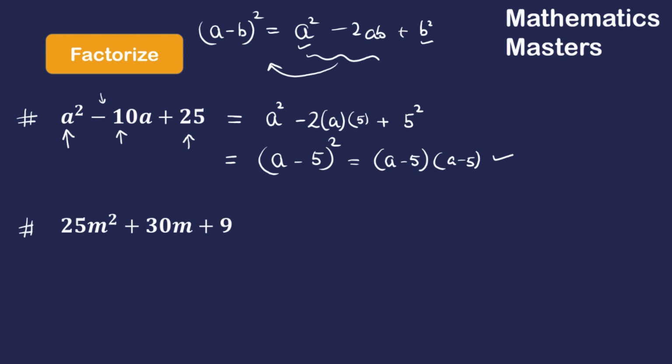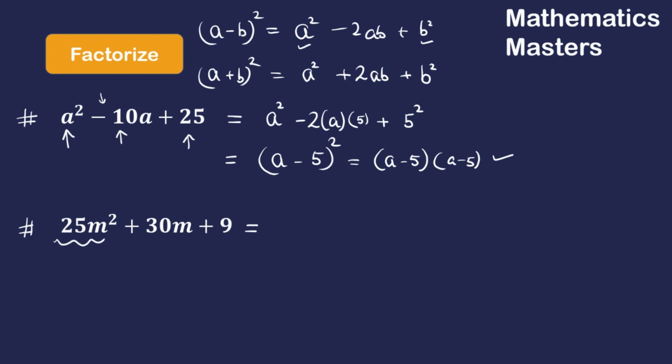25m square plus 30m plus 9. Now in this one, I am going to use the first identity. I am thinking of that because I can see the 9 is a square term, the 25m square is also a square term, and over here the middle term, 30m, is positive. So the first identity was (a plus b) the whole square, which says the square of a plus the square of b plus 2 times a times b. So let us try to do this.